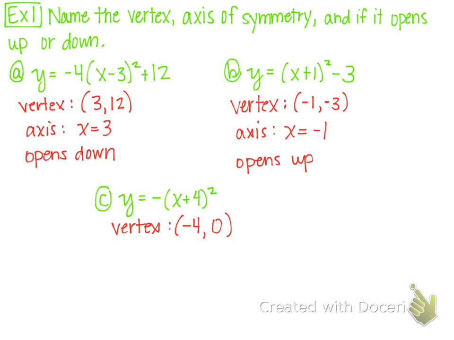Now, our axis of symmetry, this is the easy one. It's x equals whatever x is in our vertex. And then lastly, we've got to decide if it's opening up or down. So a lot like the previous one, we don't have a number written here. But what's understood there is a 1, but in this case, it's negative. So it's going to open down.